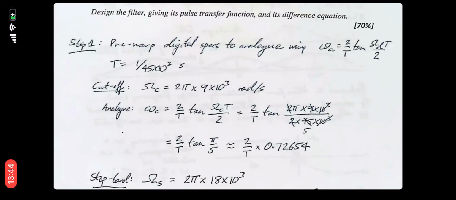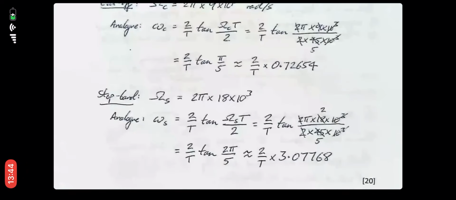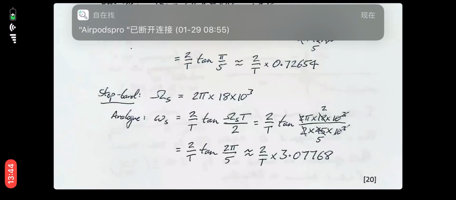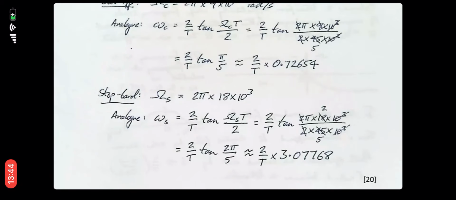So that's the cutoff frequency, similarly the stop band frequency. We can see we've got 2 analog frequencies now, 2 over T times 0.7 and 2 over T times 3, roughly. So that's the first step. You can see on the marks here that although they're not visible in the question, 20 marks have been given for that. So roughly 10 marks for each one of those pre-warping.